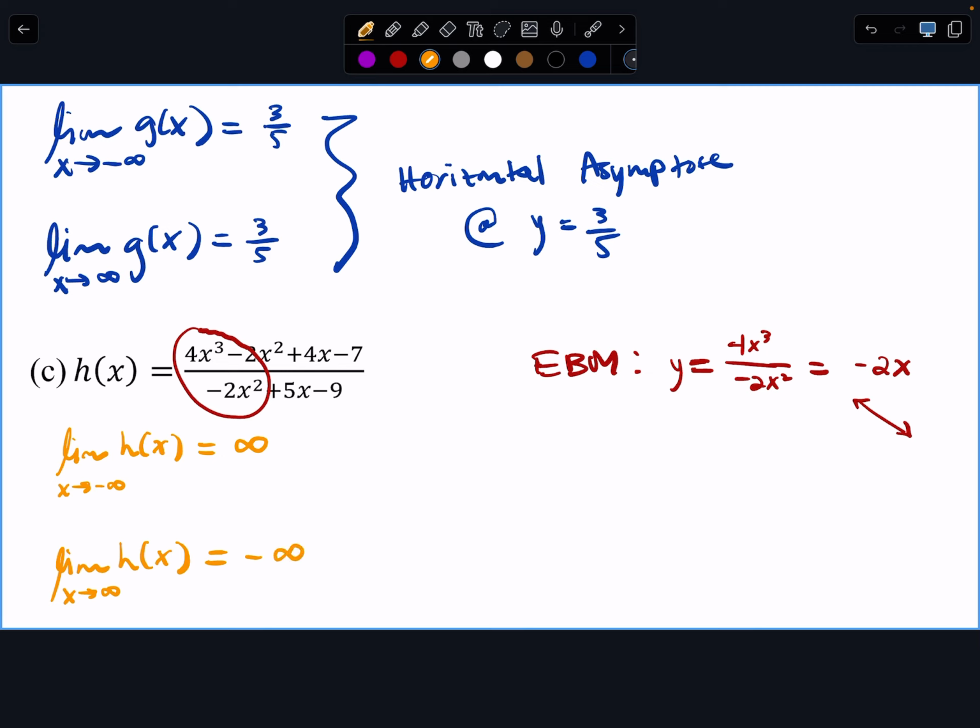There would be no horizontal asymptote because neither of those limits exist. We'll talk about this next class: what equation can we use to describe the end behavior of this function? Exactly. So the end behavior is going to look linear. The slant asymptote is not y equals negative 2x, but this is where we'll leave off and we'll get into it next time.